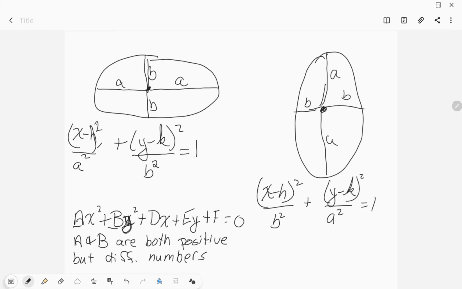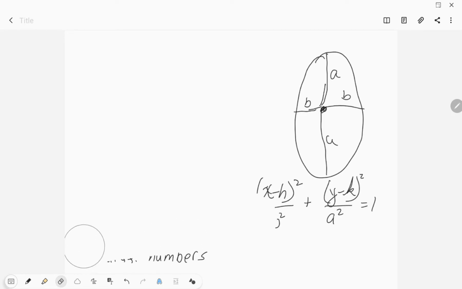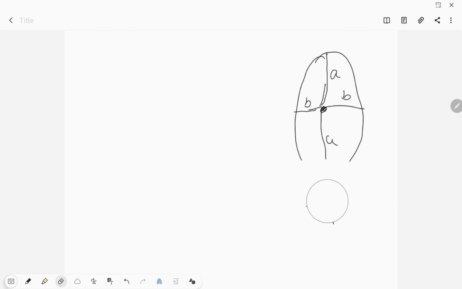We're going to talk about something called focus points. So I'm going to erase all this. Just give me a sec here. There's one more thing in an ellipse that we need to talk about before we start doing examples, and that is something called a focus point.